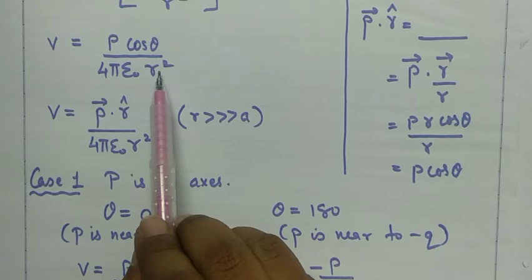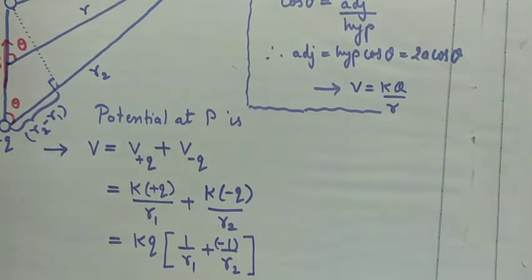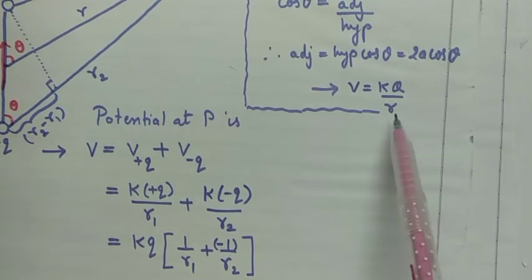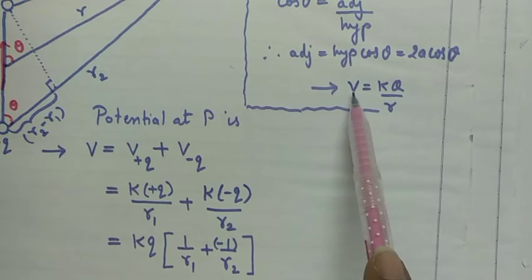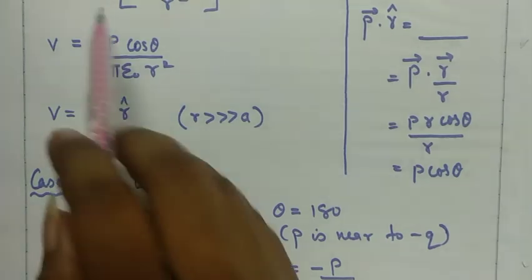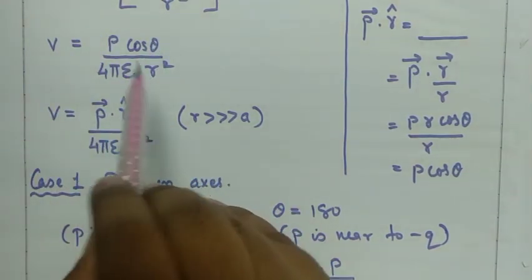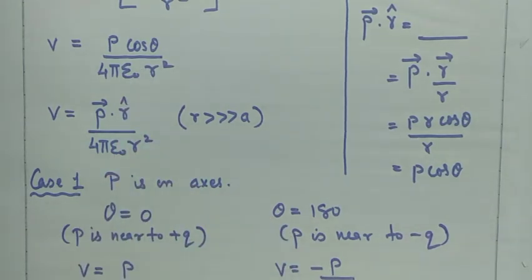If you remember, then the potential due to a single charge was decreasing as 1 upon r. Just see this formula. This is the potential due to a single charge. So potential due to a single charge was proportional to 1 upon r, whereas the potential due to a dipole is proportional to 1 upon r square. From this, we can see that the potential due to a dipole is cylindrically symmetric. Now how we can obtain that? Just see this figure.